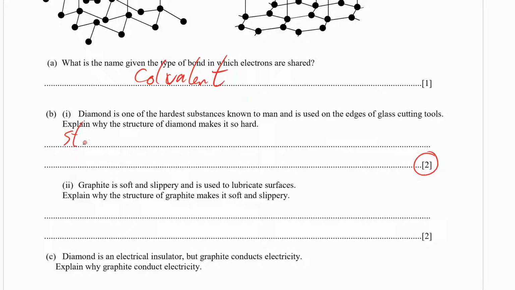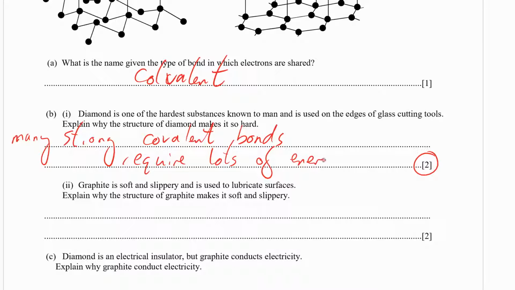So there are strong covalent bonds, and I'm going to even prove this sentence by writing the word many beforehand. Many strong covalent bonds, and then put require, just like I told you before, lots of energy to break. So already in this test, that stock statement has given you 2 marks. Okay, remember it. Explain why the structure of graphite makes it soft and slippery.